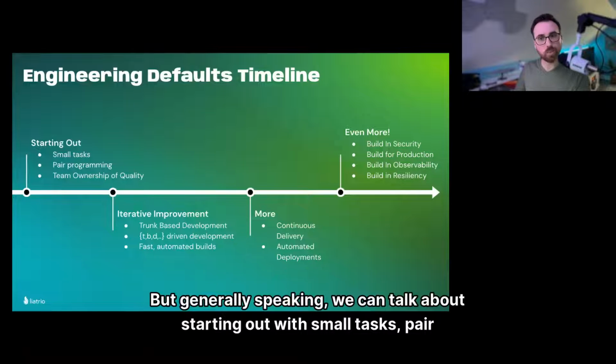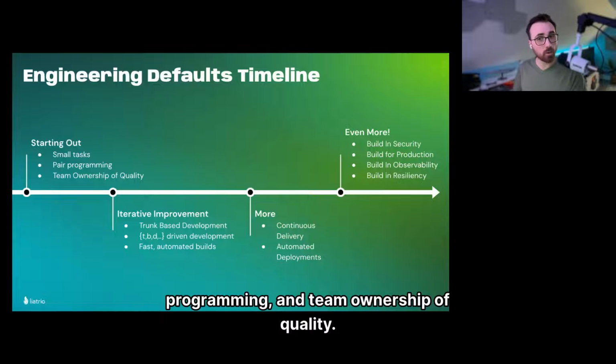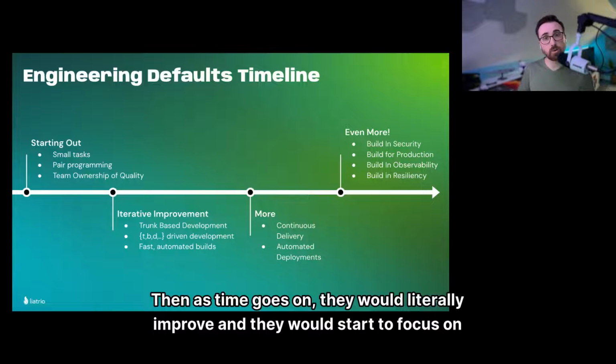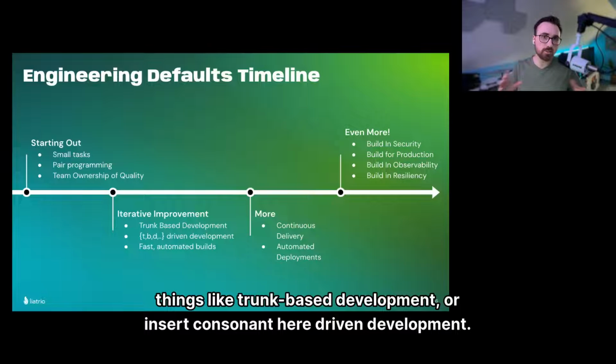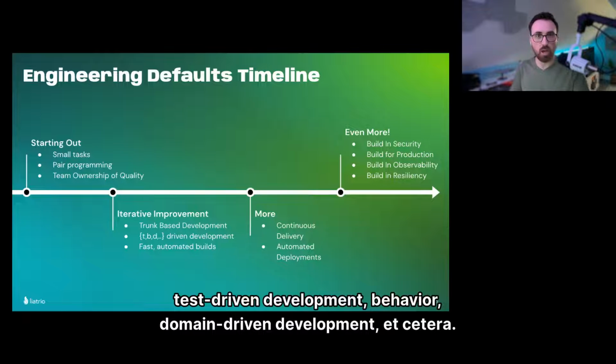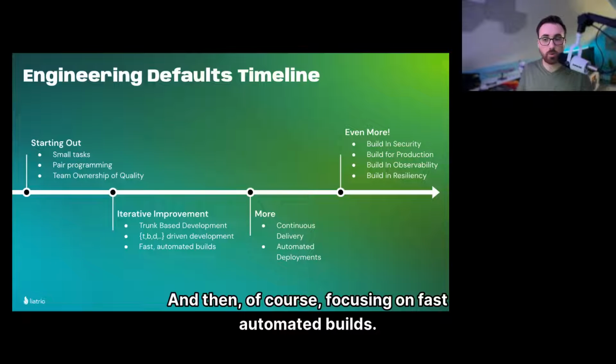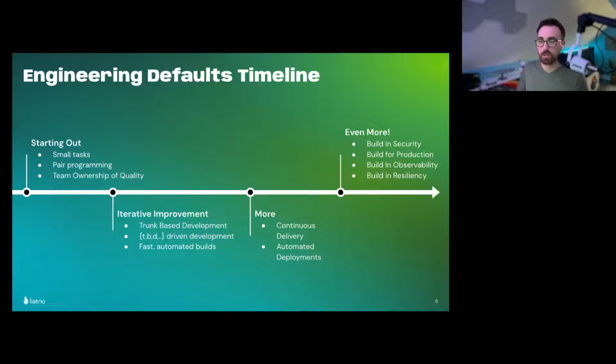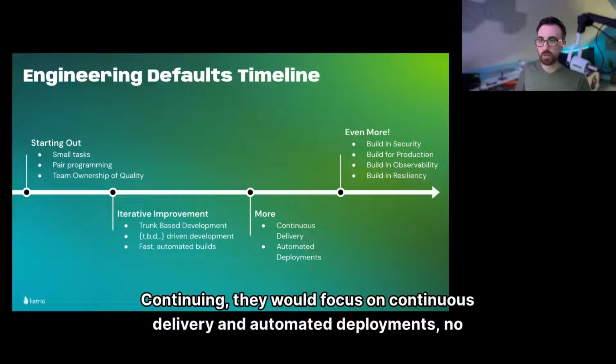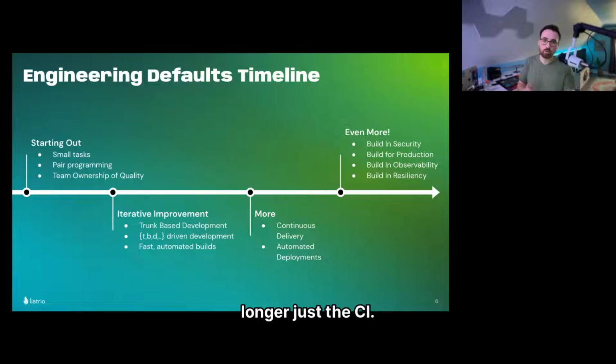But generally speaking, we can talk about starting out with small tasks, pair programming, and team ownership of quality. Then, as time goes on, they would iteratively improve, and they would start to focus on things like trunk-based development or insert constant here driven development. That would be things like test-driven development, behavior, domain-driven development, etc. And then, of course, focusing on fast automated builds. Continuing, they would focus on continuous delivery and automated deployments, no longer just the CI.